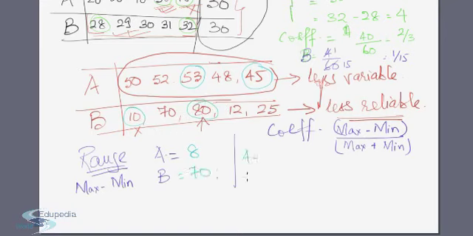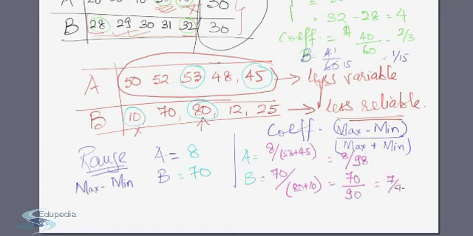Okay, now coming to their coefficient. Coefficient of A will be 8 divided by the sum of the maximum and minimum, which is 53 plus 45. And that happens to be 8 divided by 98. Okay, we can of course simplify it. And in the second case, it should be 70 divided by 80 plus 10, which is 90. So it will be 70 divided by 90, which is 7 by 9. Okay, so these are the coefficients. Now, very simple.